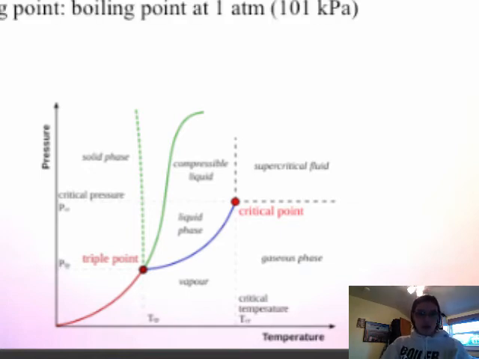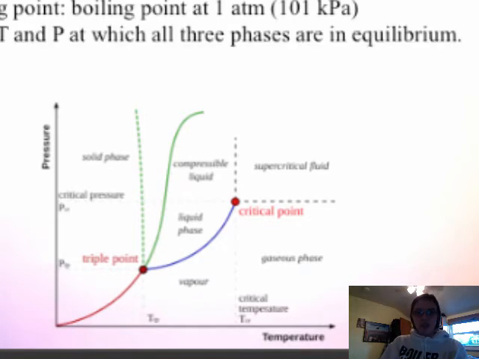The boiling point, like was mentioned in the last video, is simply when a liquid boils at 1 atm. So it's the temperature at which a liquid boils when you're at standard pressure. And then we have the triple point. The triple point, which is right here on the graph, is the temperature and the pressure at which all three phases are in equilibrium.